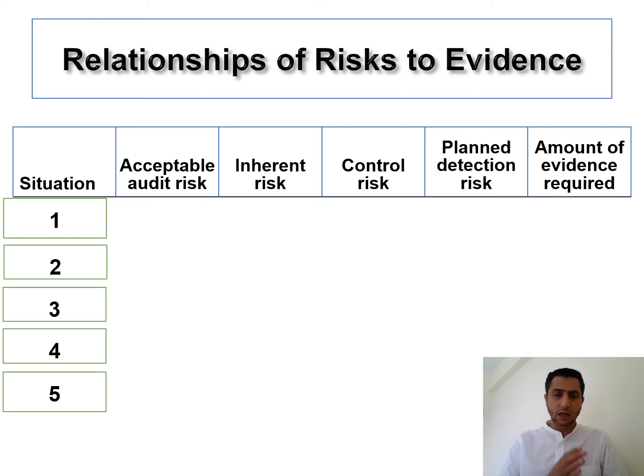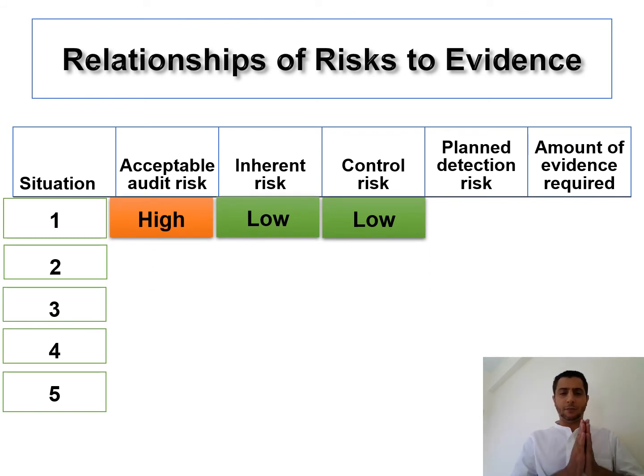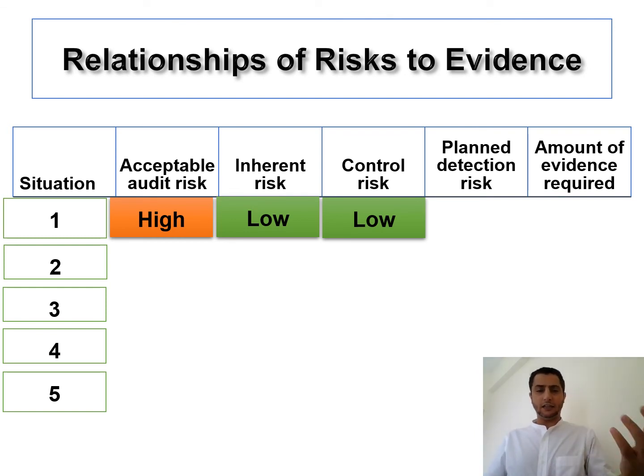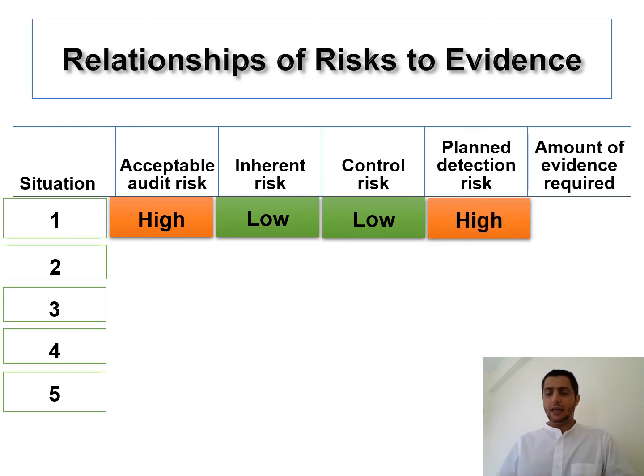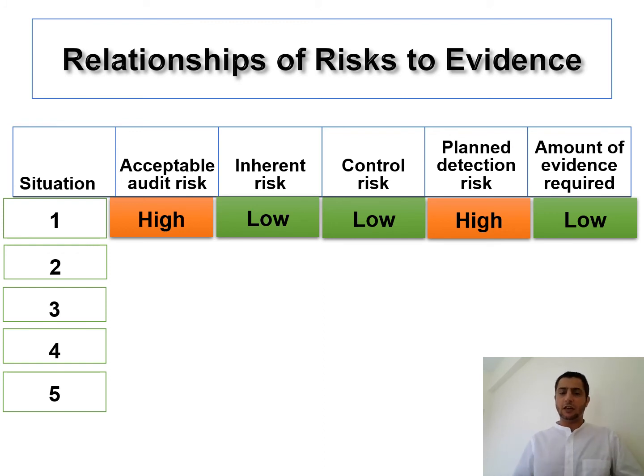So we have 5 situations here. We will see each one of them. In scenario 1, the acceptable audit risk has been set as high, and inherent and control risk is very low. The planned detection risk will be high, and the amount of evidence required is low. Why is the amount of evidence low? Because the planned detection risk is high. So we found that the detection risk will be high due to the low control risk and low inherent risk.